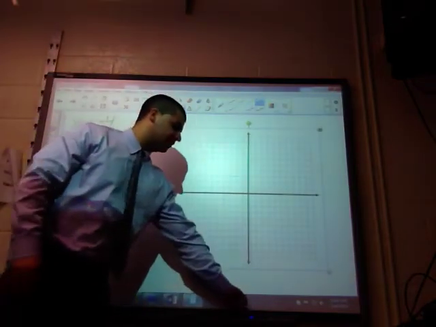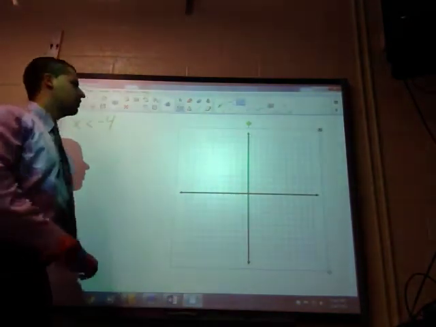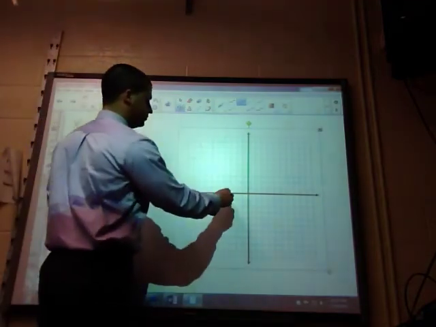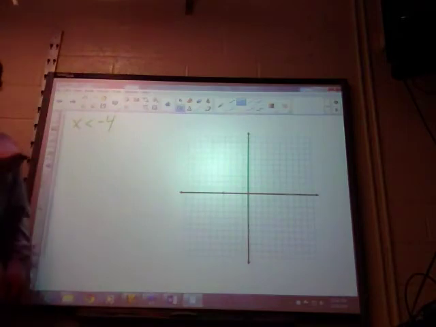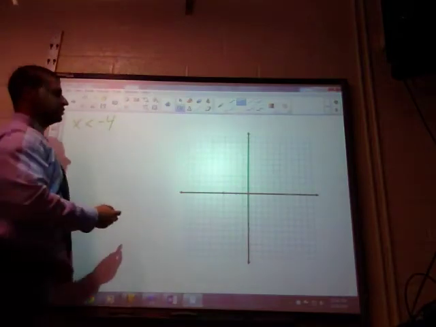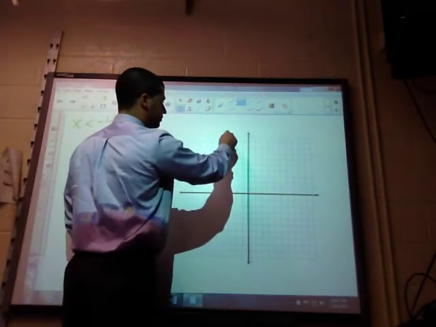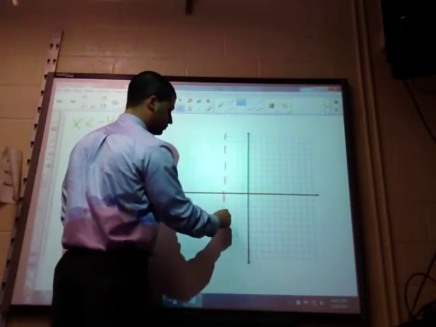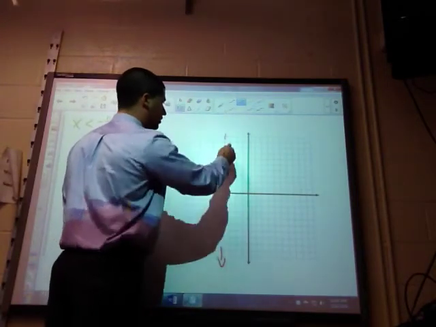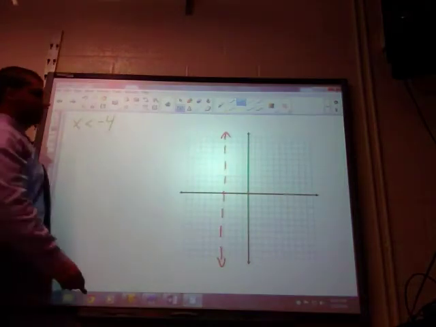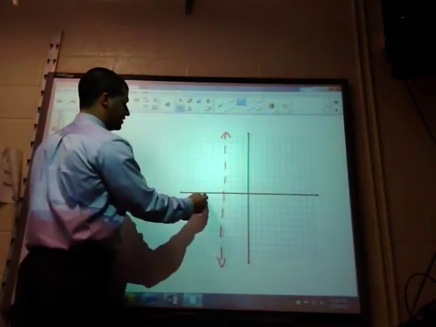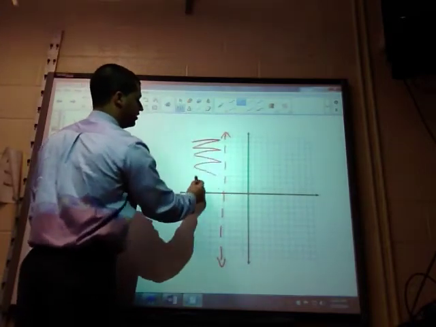x less than negative 4. So we'll go over to negative 4. And since it's an x, we have to draw a vertical line. So we'll draw a vertical line at negative 4. We're looking for x values that are less than negative 4. So that would be something like negative 5, negative 6, negative 7. So we want to shade over this way.